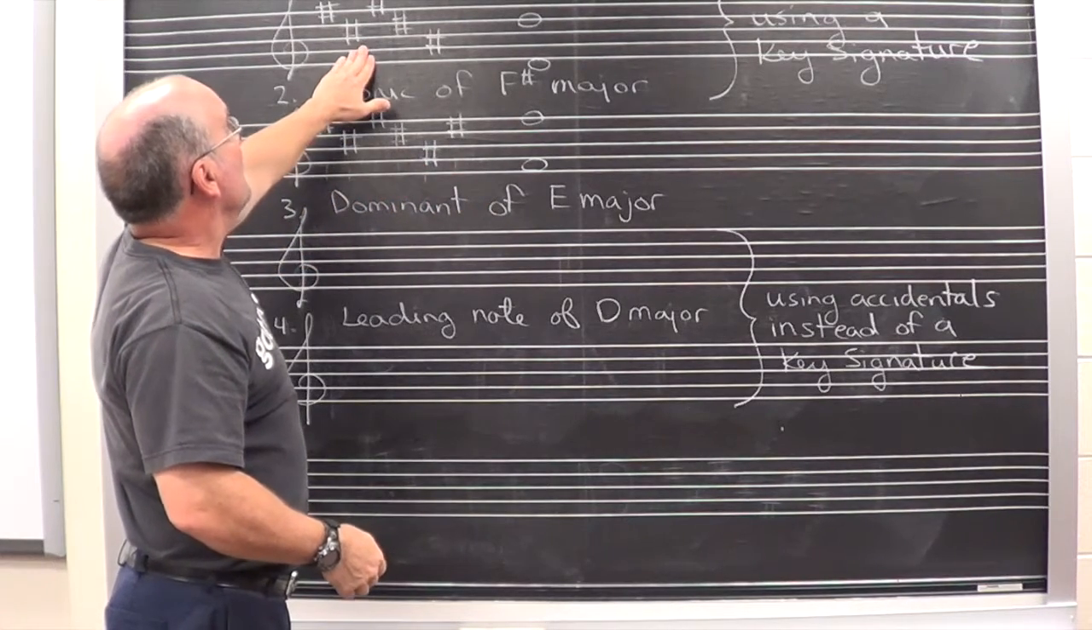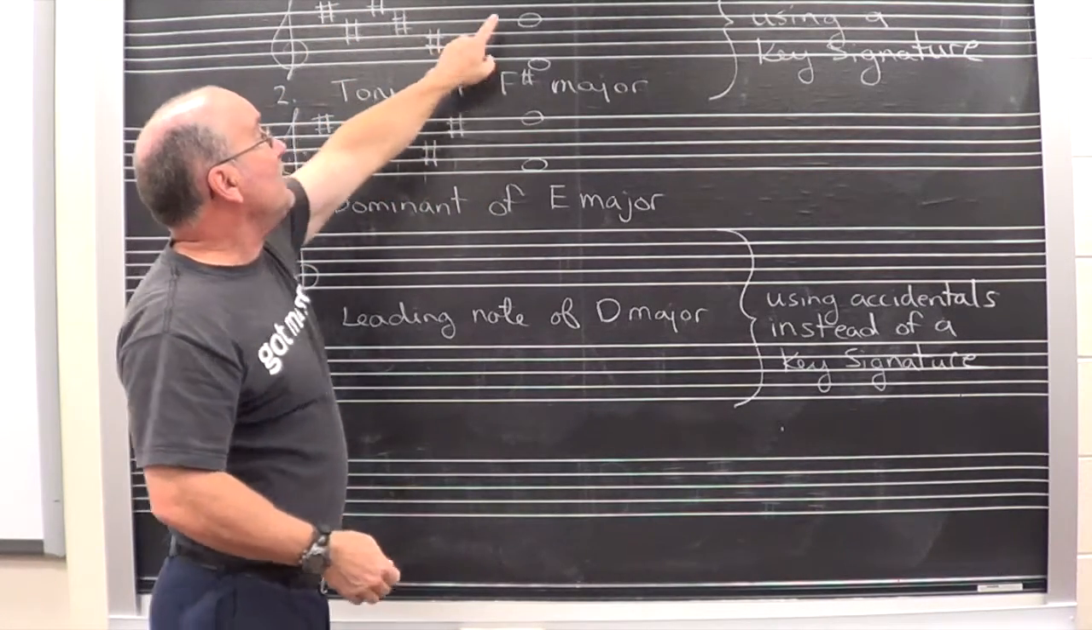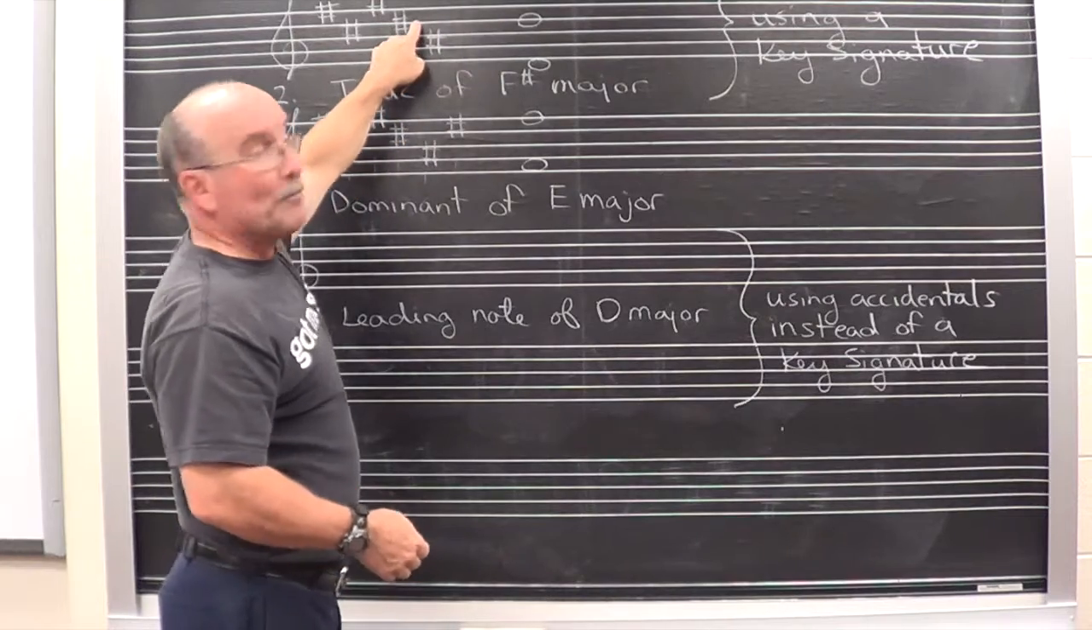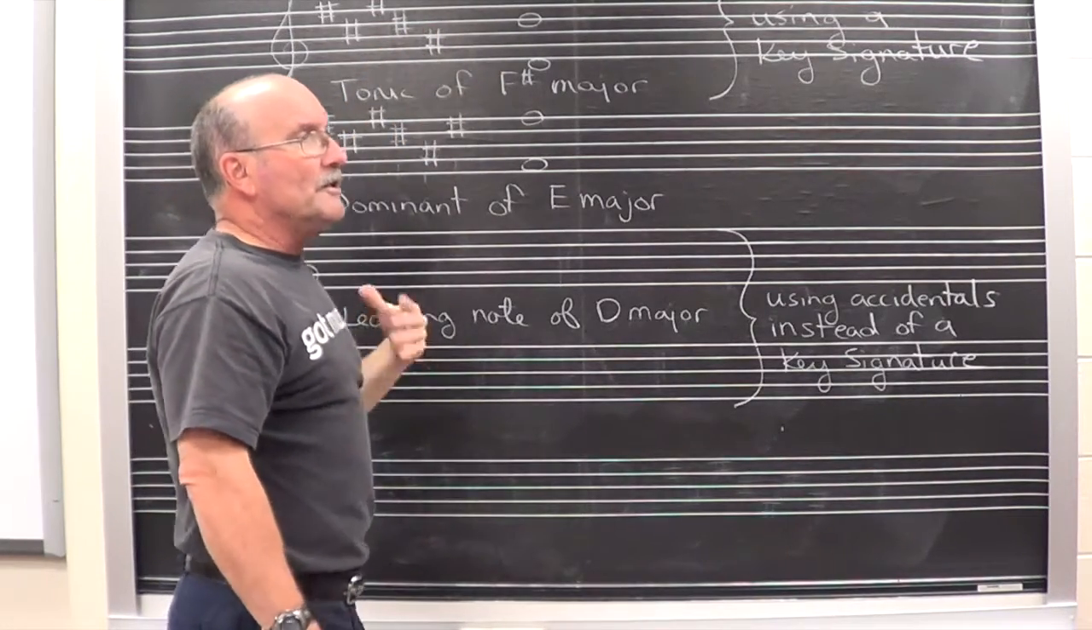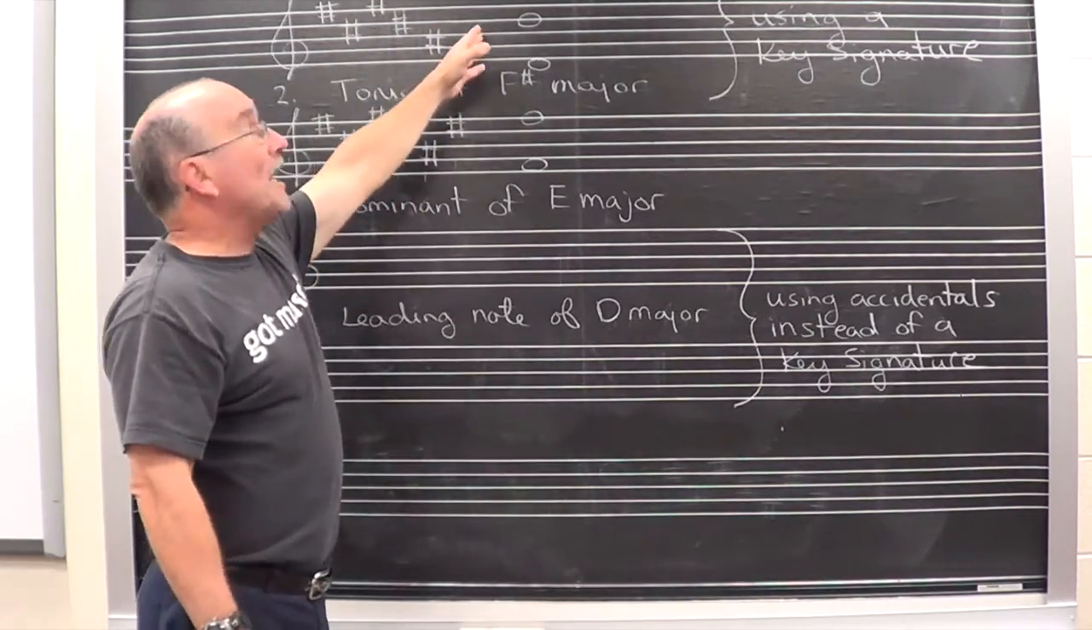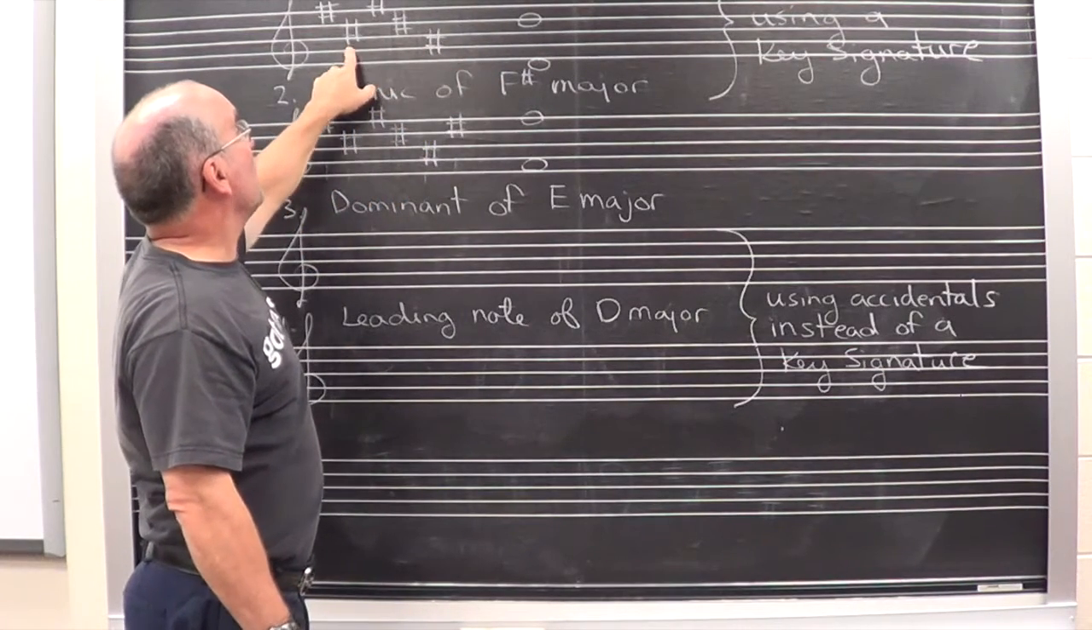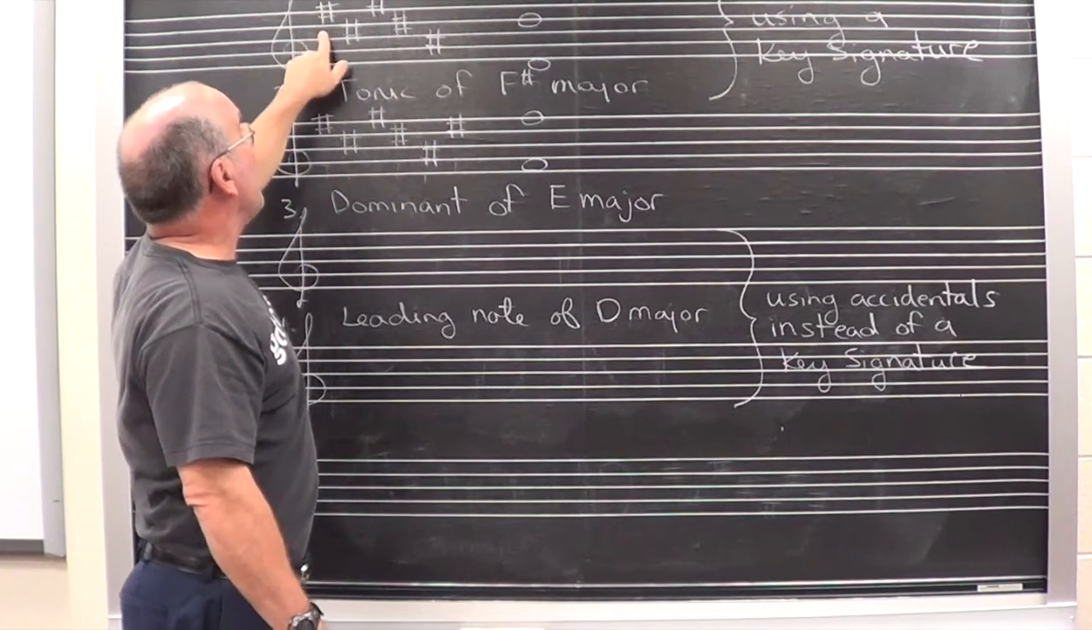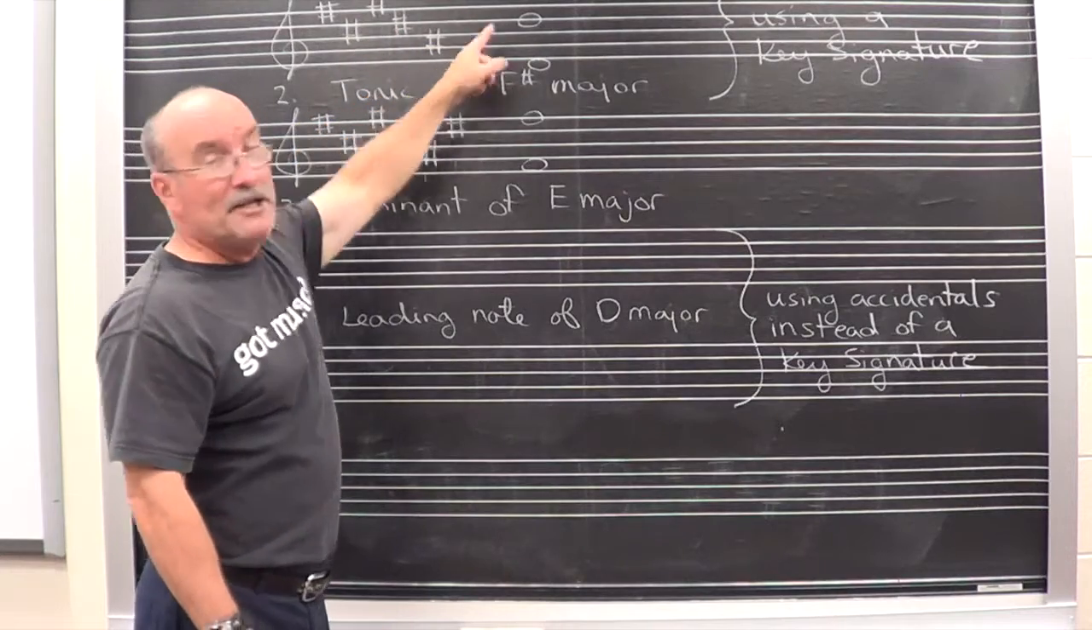Now notice that the mediant of B major is not D, it is D sharp. It's one of the sharps. So in the scale of B major, the actual scale is B, C sharp, D sharp, E, F sharp, G sharp, A sharp, B. That's the scale.